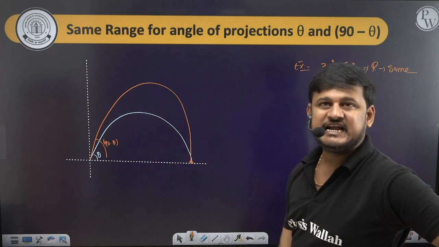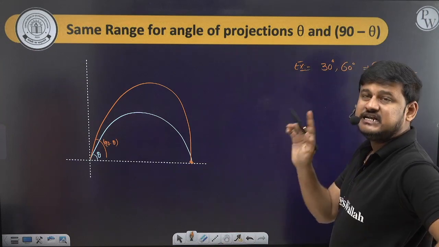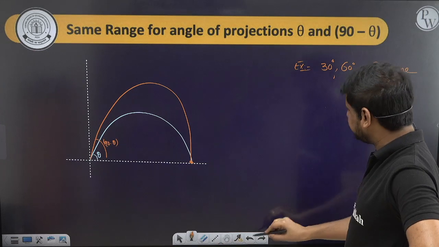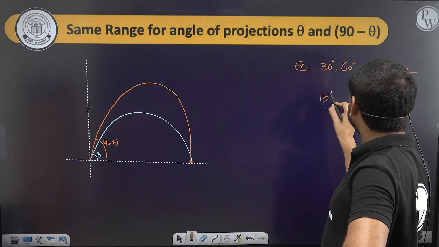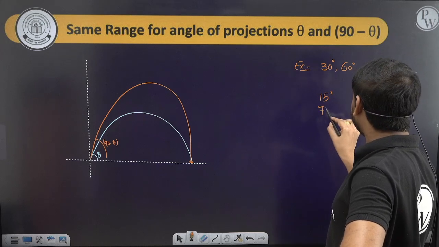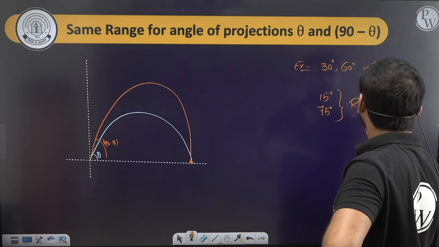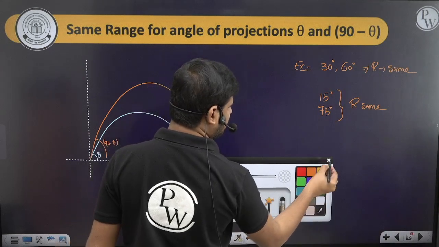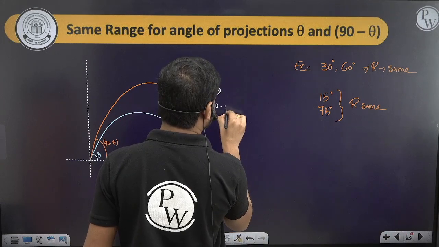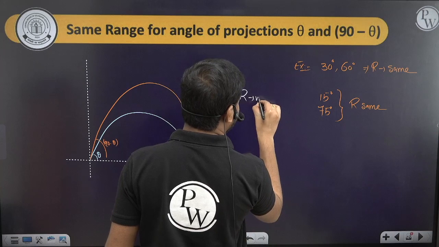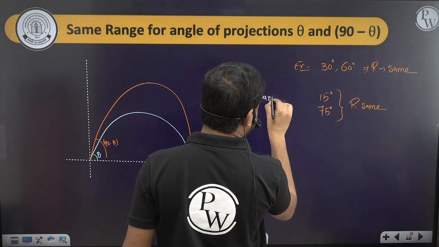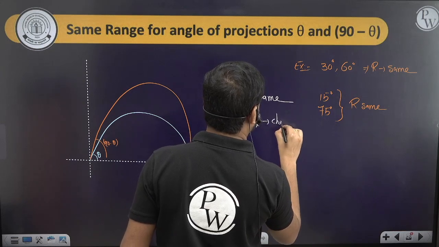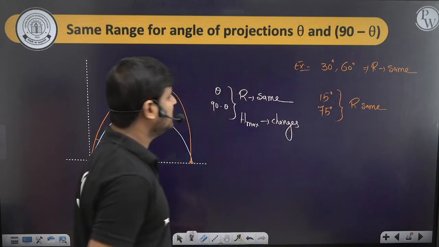So for theta and 90 minus theta: if one is 30, then 90 minus 30 is 60, so for 30 degrees and 60 degrees the range will be the same. If one angle is 15 degrees, then for 75 degrees the range will be the same. Remember this: for theta and 90 minus theta the range is the same, but the maximum height H max changes. Remember this point.